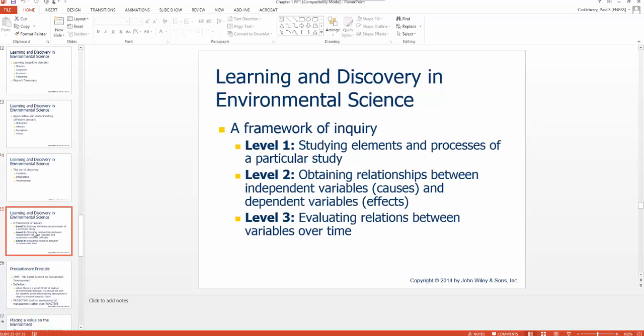If we go a little bit more into this in terms of inquiry, we can look at different levels. We can study elements and processes of our particular study. We can find out relationships between independent variables. We'll define that in Chapter 2. Right now you can think of it in terms of cause and effect, but the independent variables are the causes, and the dependent variables are an effect. Let me just give you an example.